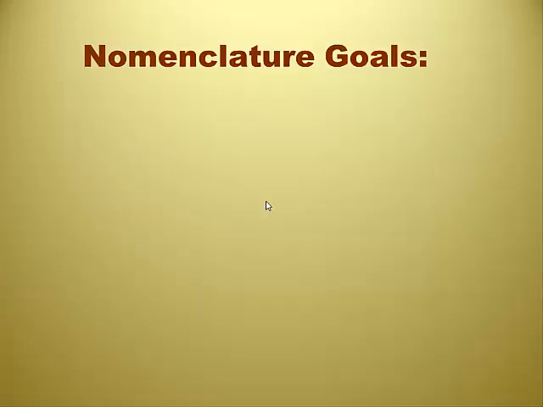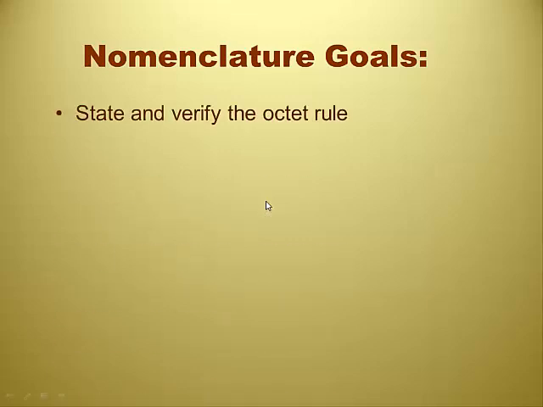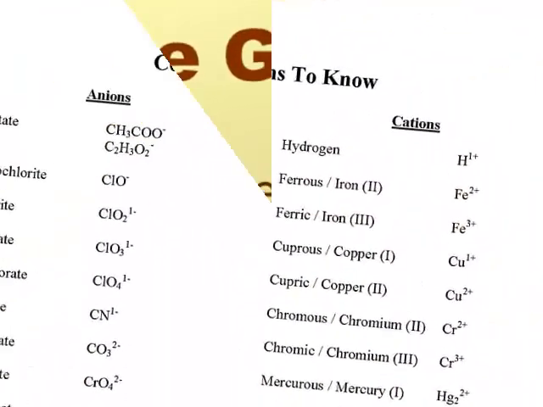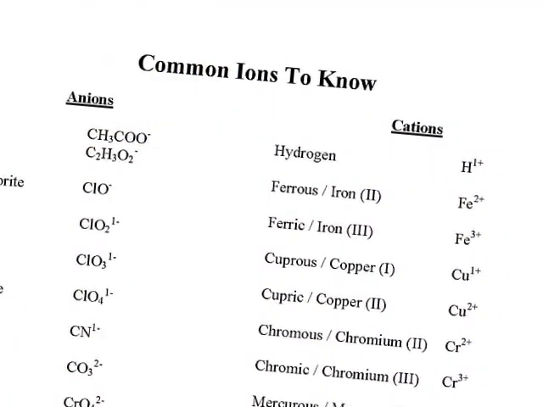That sounds easy enough. Things you got to be able to do by the end of this unit. You've got to be able to state and verify the octet rule. It's got something to do with 8. I know that. All right, got to know the names and formulas of the common ions. And I just gave the list out today of the polyatomic ions. Yep, those are on the back of your periodic table. And for me, it was a separate handout.